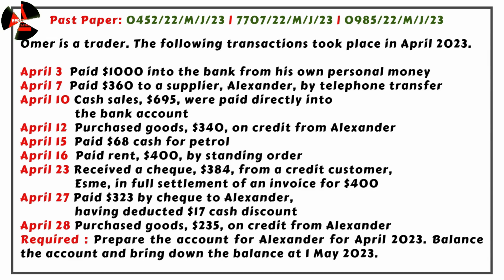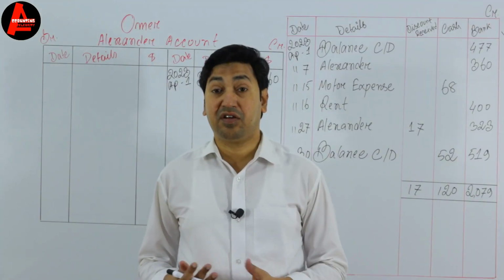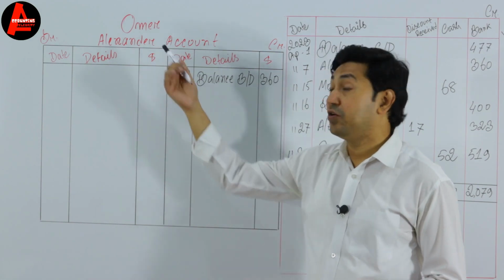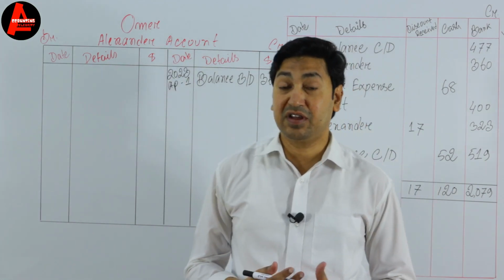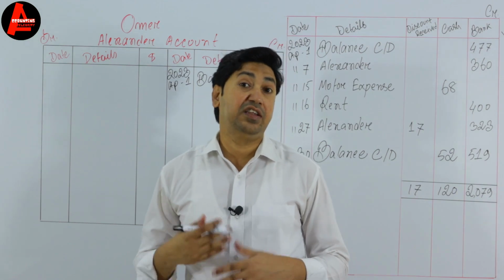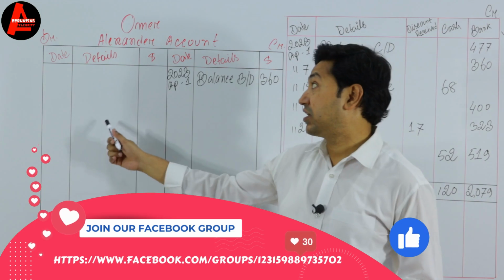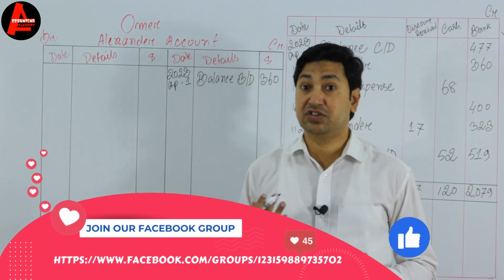Telephone transfer is a transfer which is made by telephoning by the account holder. Here the account holder is Omar. So Omar telephoned the bank and told them to pay this amount, $360. Now what will be the transaction? Where to record this transaction, on the debit side or on the credit side? What will be the journal for this transaction?